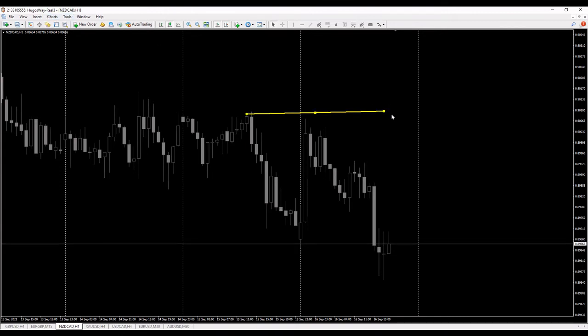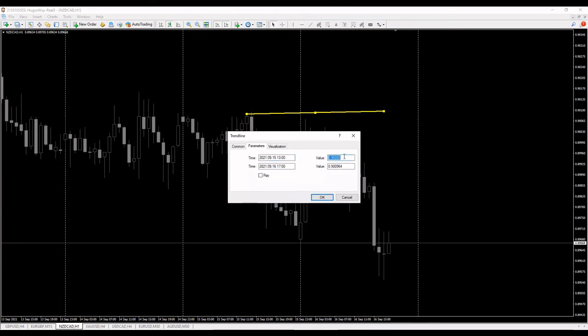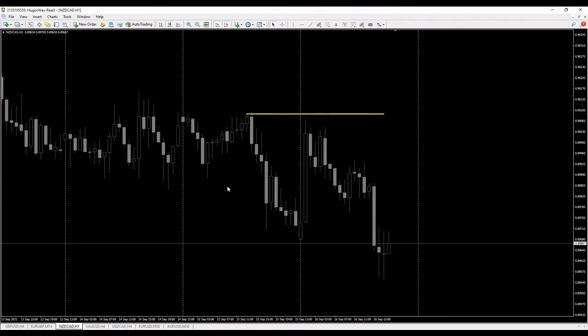And what I do is I go in here, I right click, go to trend properties, and I copy the first value and paste it in the second value, to make sure I've got a straight line.